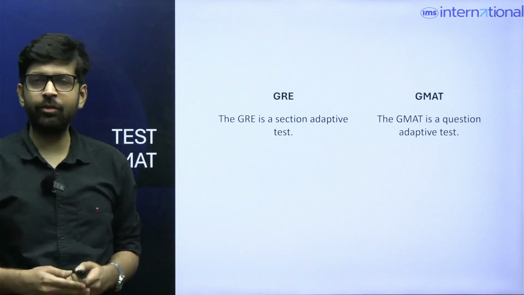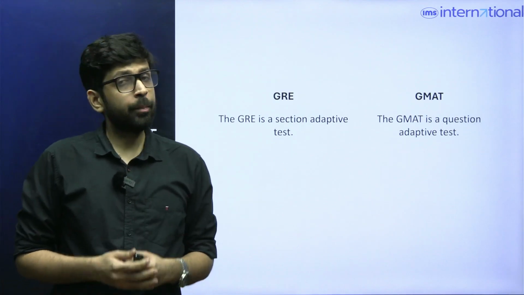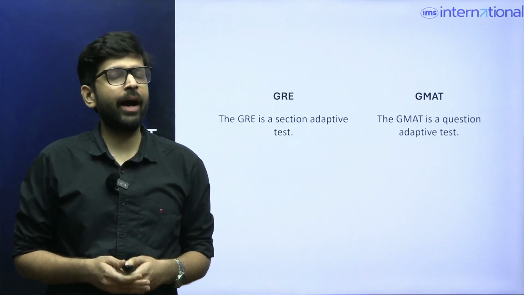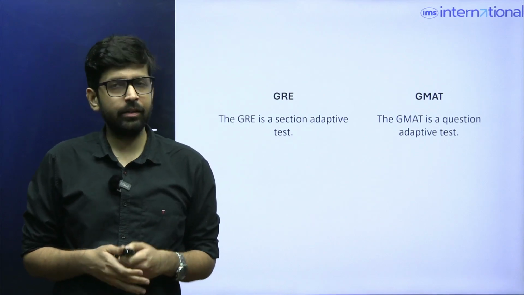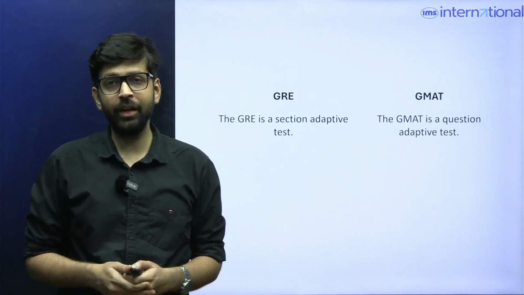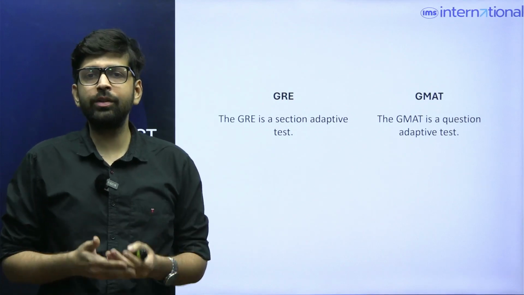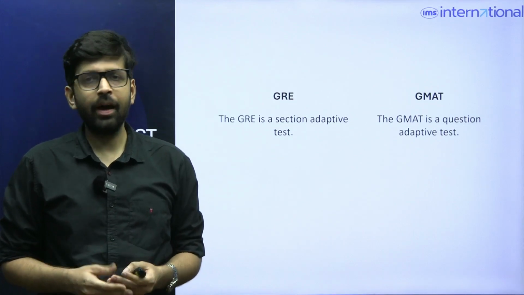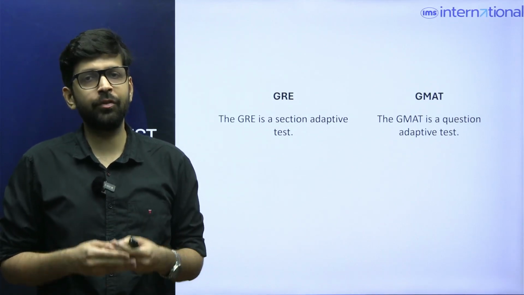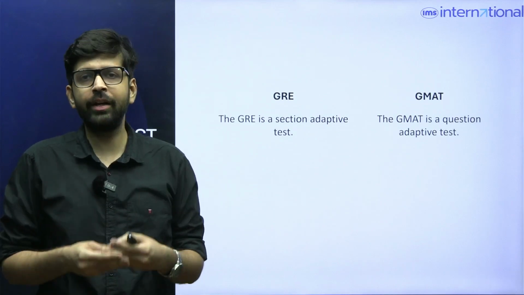So, let's begin. Alright, so first let's look at the test format. Both the GRE and the GMAT are adaptive tests, but the GRE is a section adaptive test, whereas GMAT is a question adaptive test. Now, to know more about this adaptive nature of both these tests, I would recommend that you look at our videos, which we have linked in the description.